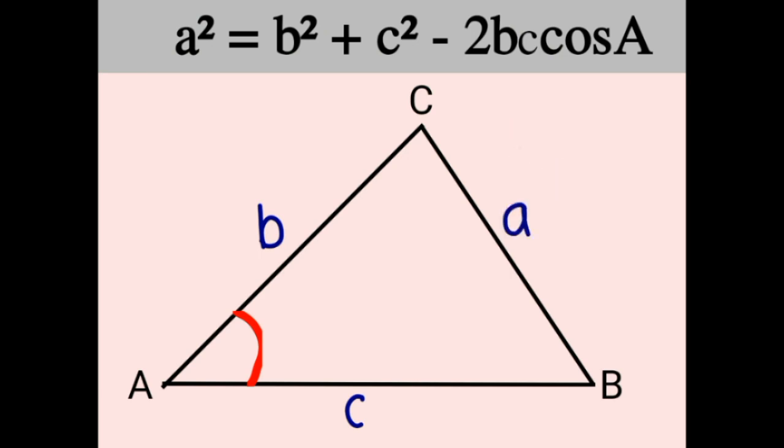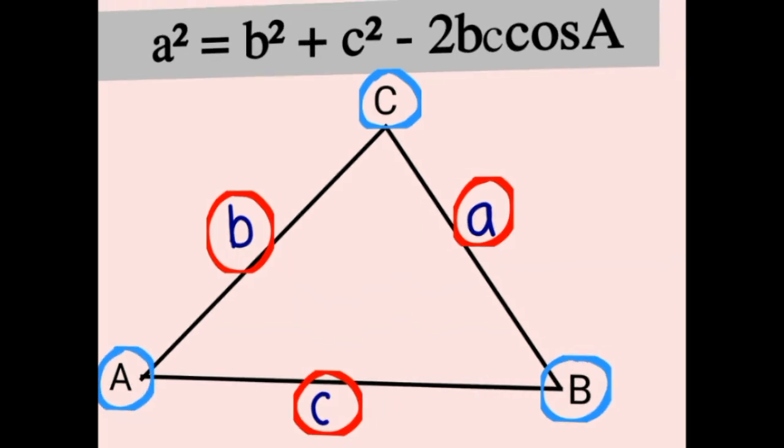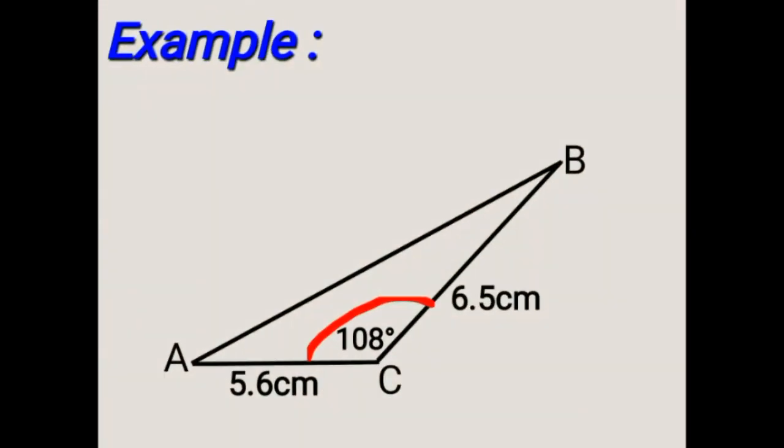Now remember, you can exchange the letters depending on which side you want to find, as long as each side has the same letter as the opposite angle. So let's take a look at a few examples. Calculate the length of the missing side.